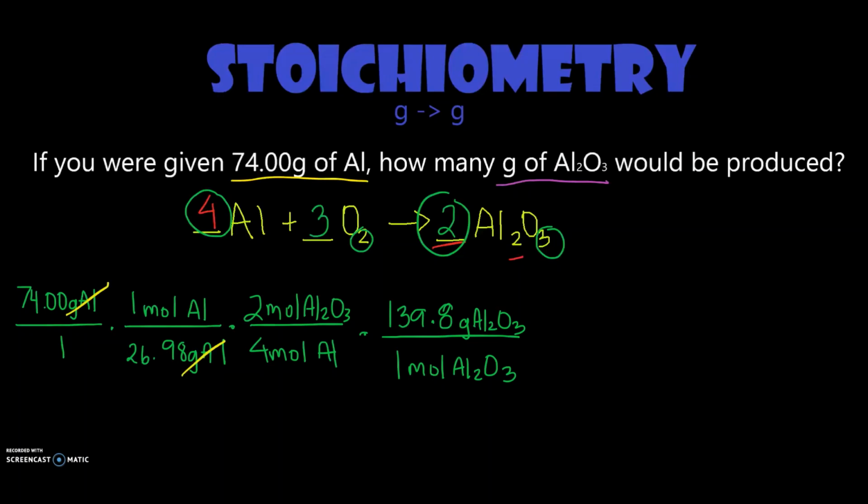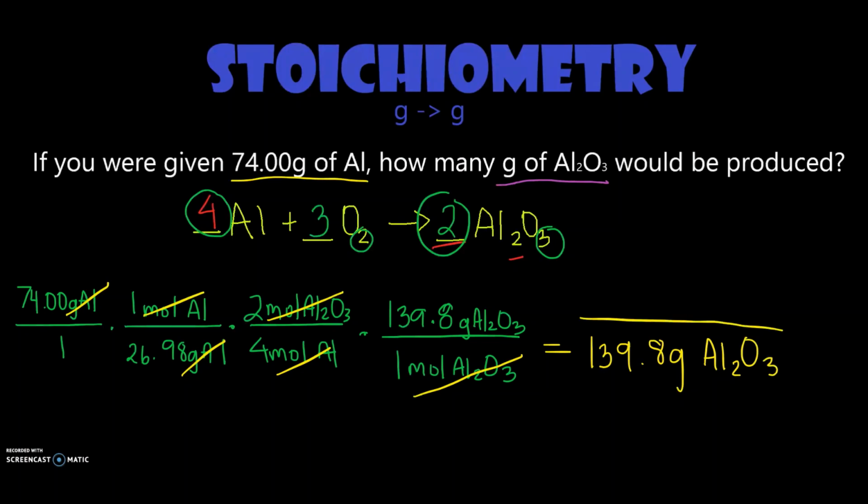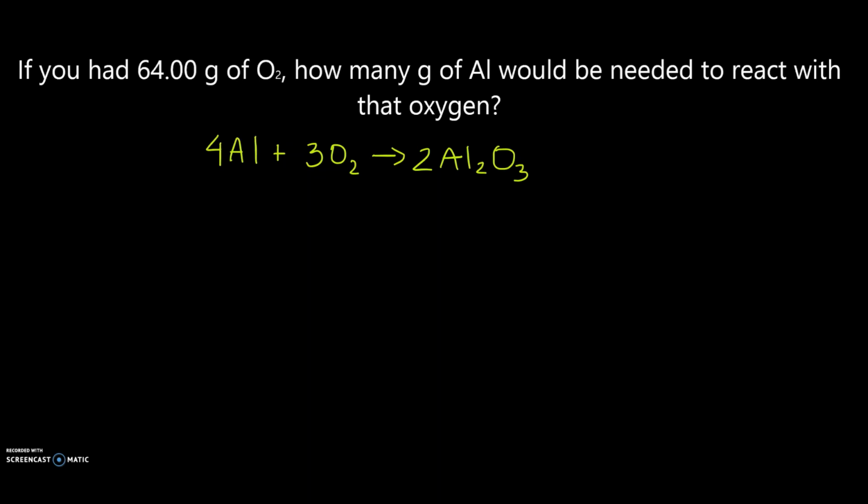Which then we can go back to the equation and see if everything's going to cross out. Grams of Al crosses out, moles of Al crosses out, moles of Al2O3 crosses out, which we are left with grams of Al2O3, which is our final answer. And we need to pay attention to the sig figs. We need to look at the problem how we started it, which is 4 sig figs, because 74.00 has 4 sig figs, and we end up with an answer of 139.8 grams of Al2O3, giving us 4 sig figs also.